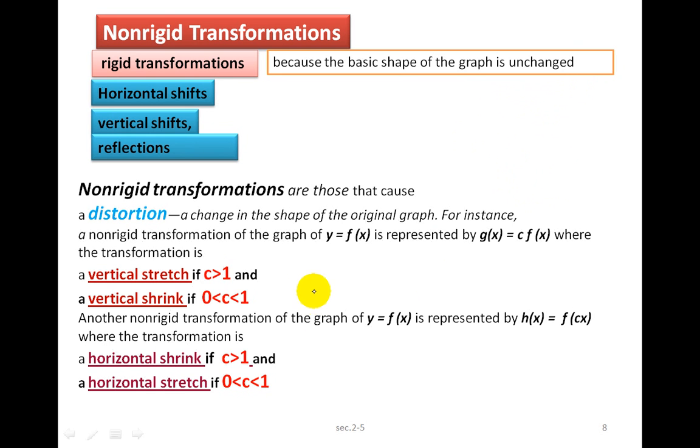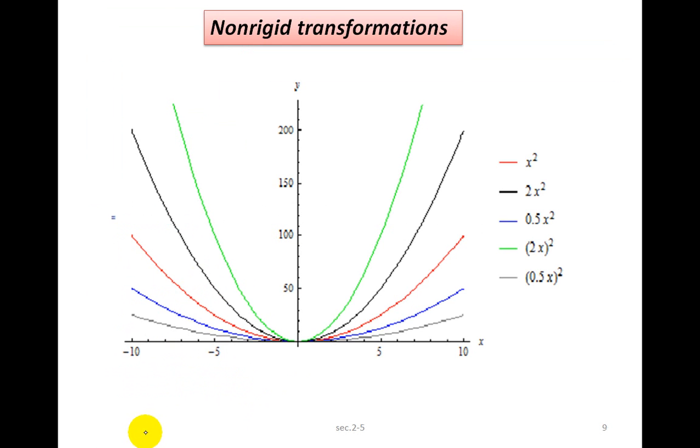Okay, in a vertical stretch, if c is greater than 1, there will be a vertical stretch, and a vertical shrink if c is between 0 and 1. A horizontal shrink will be if c is greater than 1, and a horizontal stretch will happen if c is between 0 and 1. Okay, what's the idea? We can see it here using a graph.